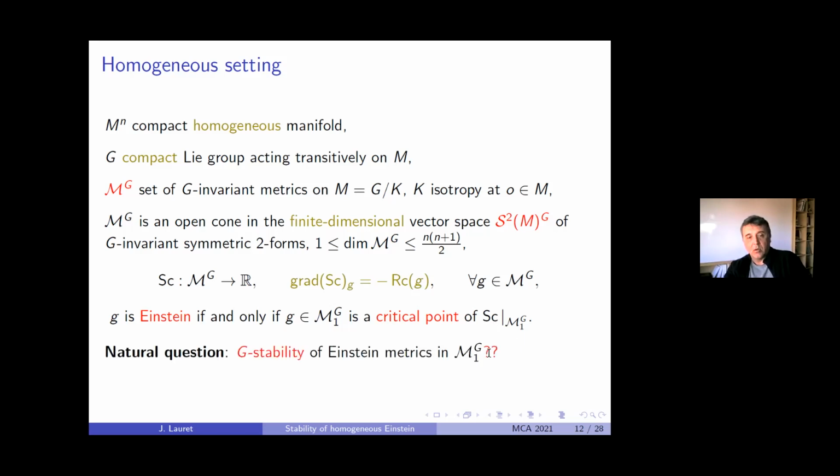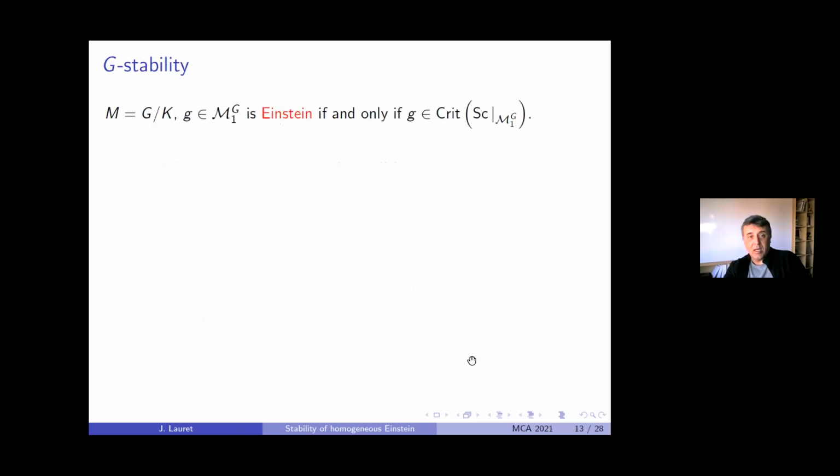And so a natural question is to study now what we call the G stability of Einstein metrics. So what type of critical point is an Einstein metric as a critical point of the functional on this finite dimensional manifold. So that's the question we are studying.